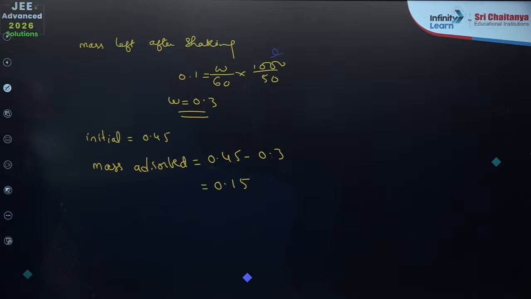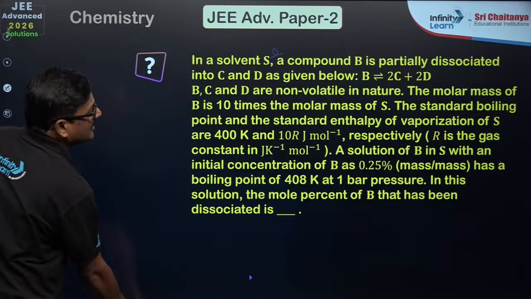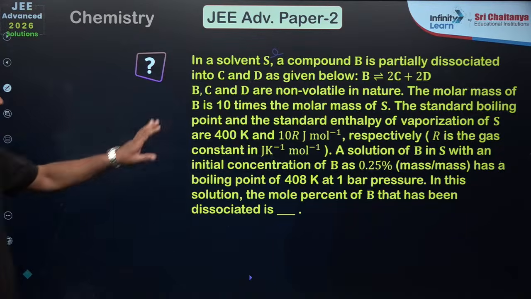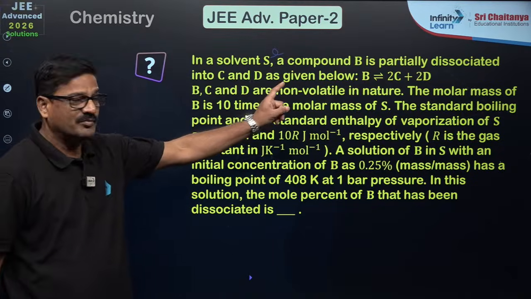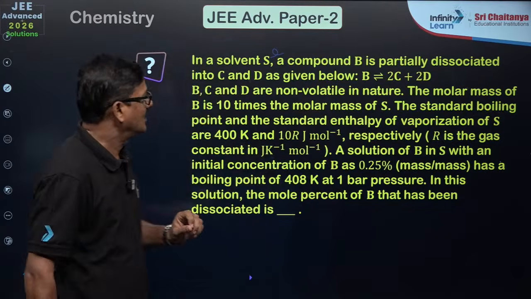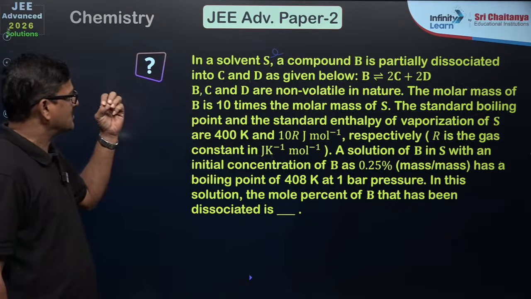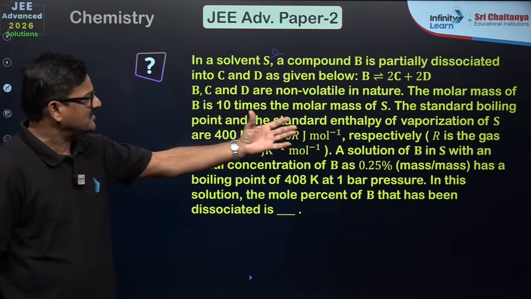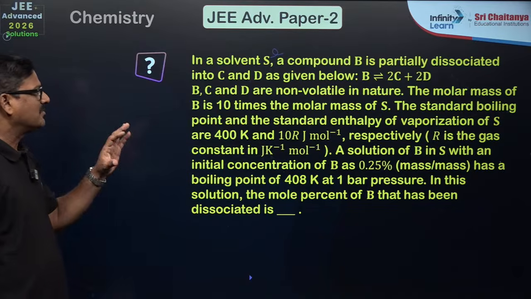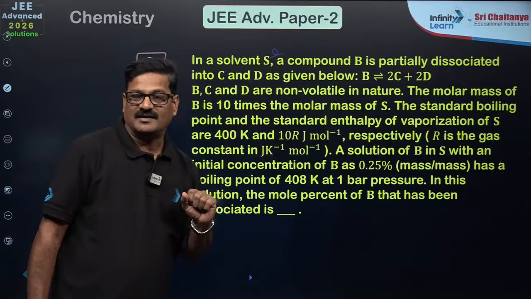Let us do. A solvent S, compound B is partially dissociated into C and D as given below. B gives rise to C and 2D. It is at equilibrium, and they are non-volatile in nature. The molecular mass of B is 10 times the molecular mass of S. Standard boiling point and standard enthalpy of vaporization is going to be 10 R.